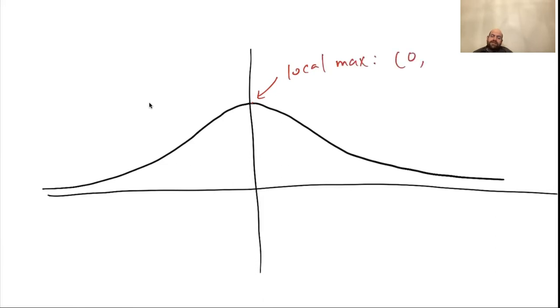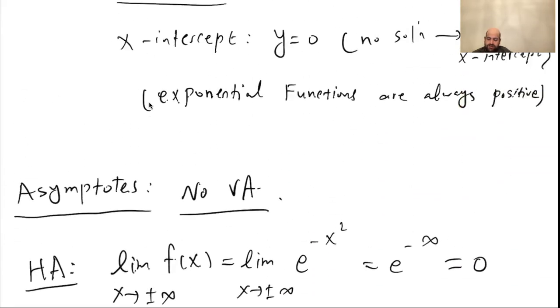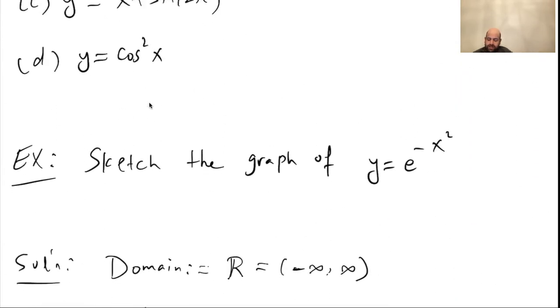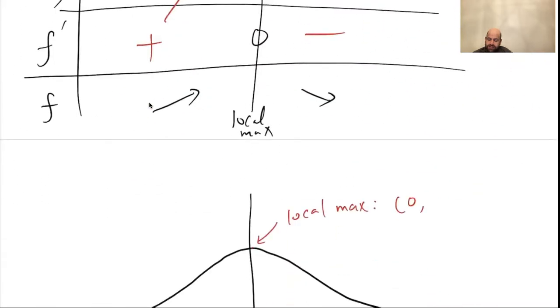Remember, the x value of the local maximum is given in the sign chart, but for the y value, we have to plug it into the original function, not the derivative. The original function is e to the power minus x squared. If I plug x equals 0 there, what do I get? I get e to the power minus 0, which is 1. So this is 0 and 1. So this is my local max.